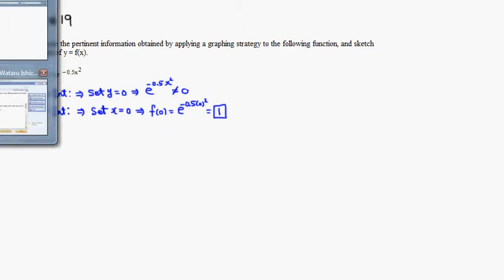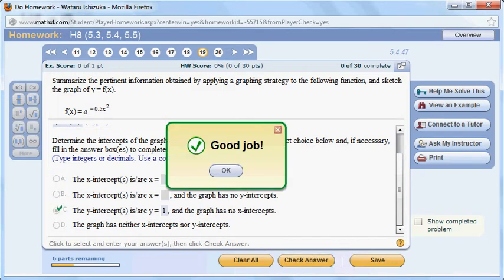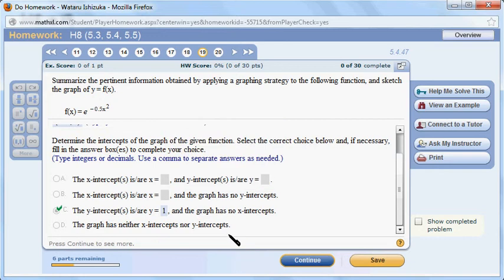So let's type it in. There's no x-intercept, and the y-intercept is 1. Let's check that. So we got that.